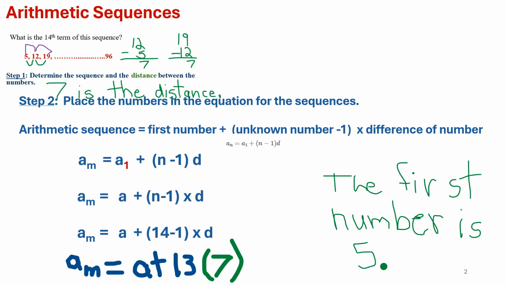5 plus 7 is 12. 12 plus 7 is 19. So 7 is the distance. So we take that 7 and we plug it in here. And why are we plugging it here? Because this is the distance. So here's your formula. The arithmetic sequence is the first number plus the unknown number minus 1, and I put this here as n minus 1. And then this is multiplied times the difference of the numbers.